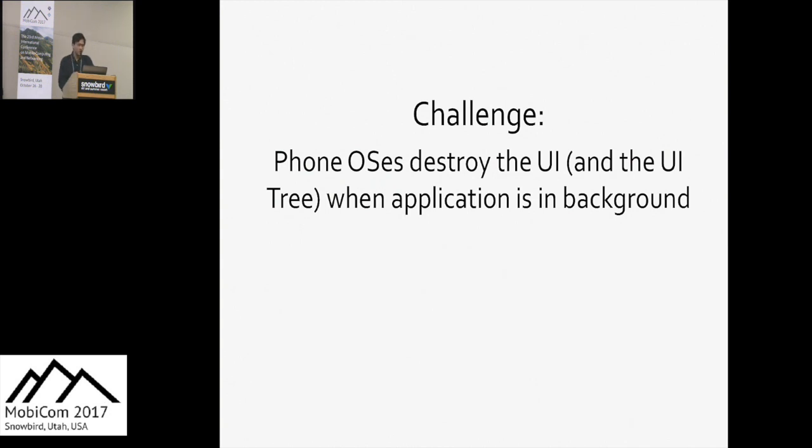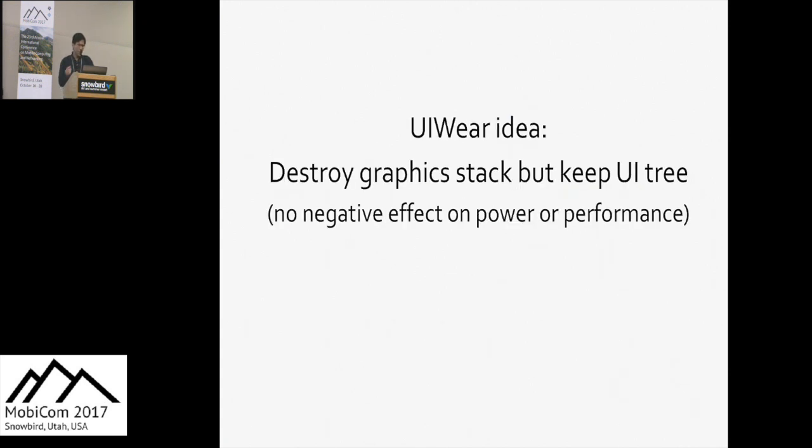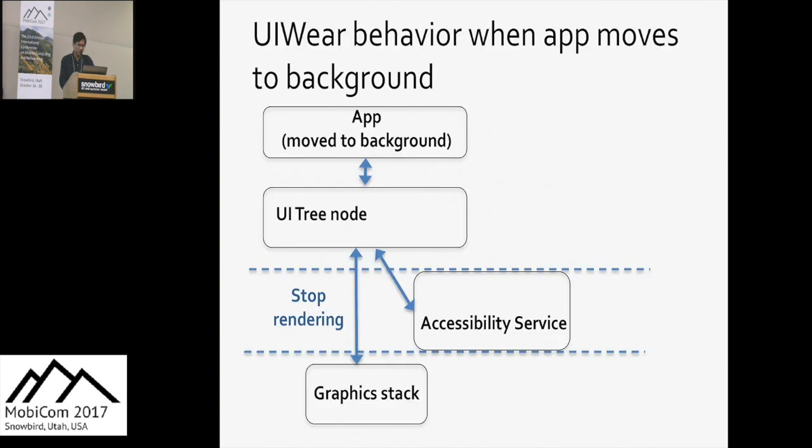So phone operating systems destroy the UI and the UI tree when the application is switched to background. How do we handle that? We destroy the graphics tab, but keep the UI tree active. This has no negative effect on power or performance.